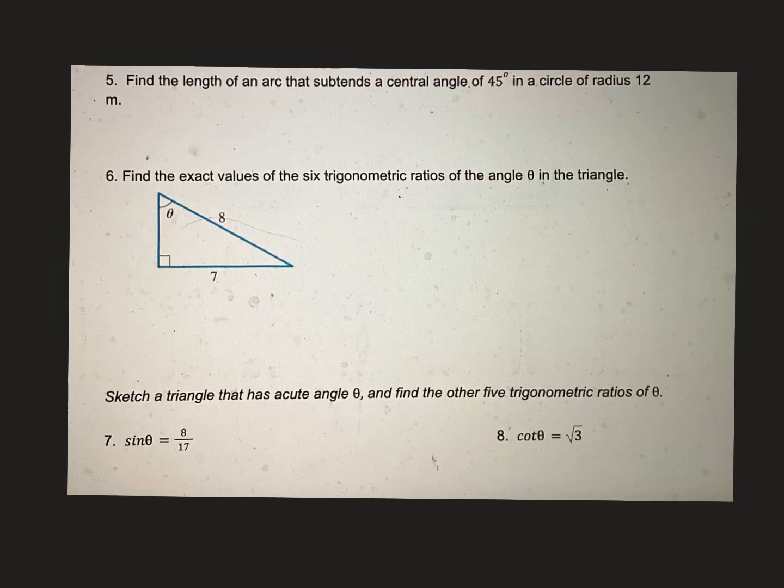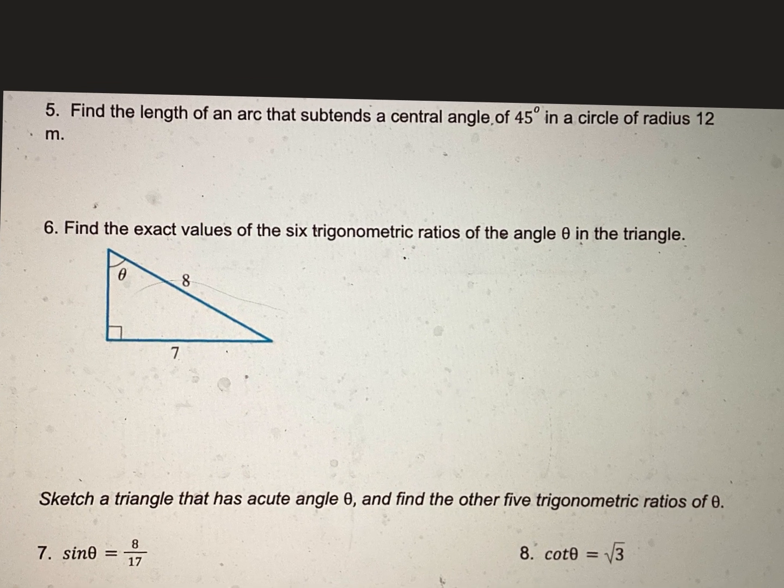Number 5, find the length of the arc that subtends, our favorite word, subtends, a central angle of 45 degrees in a circle of radius 12. This is your radians formula. The angle, theta, equals s over r. s is arc length, r is radius. Now, it only works for radians.